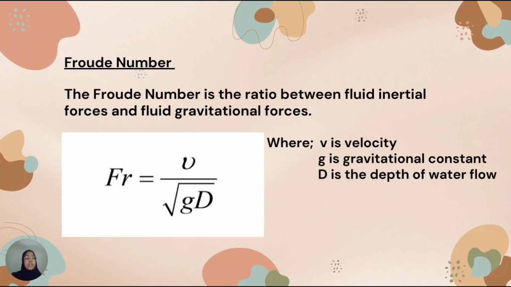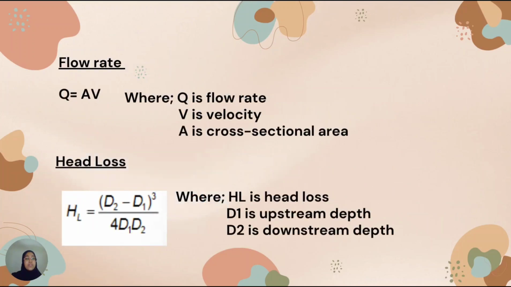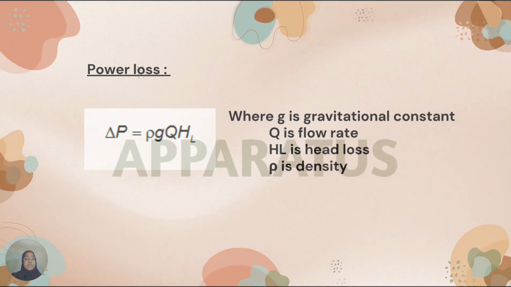The formulas that we will use in the hydraulic jump are as follows. First is the Froude number. To find the Froude number, we need the velocity over the square root of gD, where g is the gravitational constant and D is the depth of water flow. Next, we will find the specific energy by using the formula E equals D plus V squared over 2g. Next, we will find the flow rate by using the formula Q equals AV, and then we will also need to find the head loss. Lastly, we need to find the power losses by using this formula: density times g times Q times head loss.